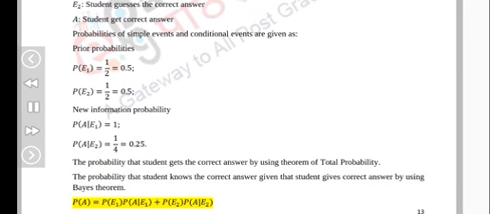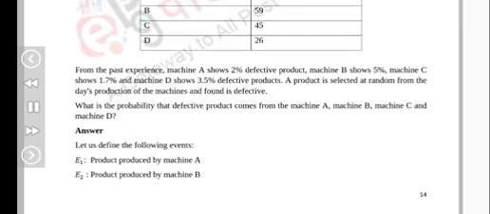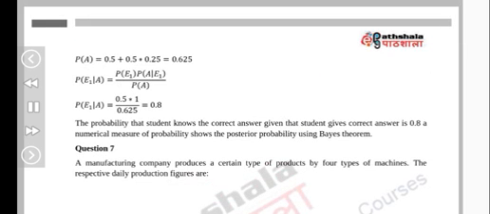P(A) equals P(E1)P(A|E1) plus P(E2)P(A|E2). P(A) equals 0.5 plus 0.5 times 0.25 equals 0.625. P(E1|A) equals P(E1)P(A|E1) divided by P(A). P(E1|A) equals 0.5 times 1 divided by 0.625 equals 0.8. The probability that student knows the correct answer given that student gives correct answer is 0.8. A numerical measure of probability shows the posterior probability using Bayes' theorem.